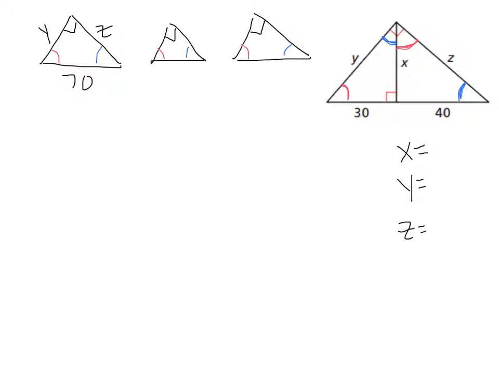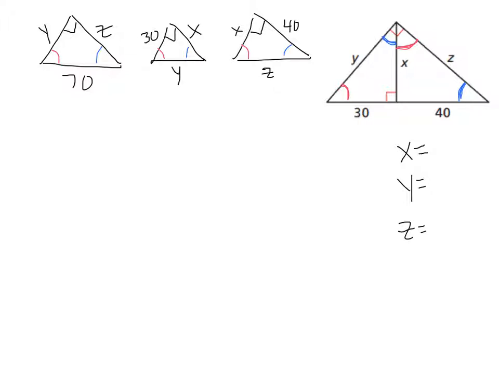Then I'm going to go to the smaller one, or usually I call it the one on the left. And for me, the hypotenuse is y, the red angle is 30, and the one with the blue angle is x. And then the last one I need has the hypotenuse as z. It has 40, and it has x. So now I have everything all set up to go.